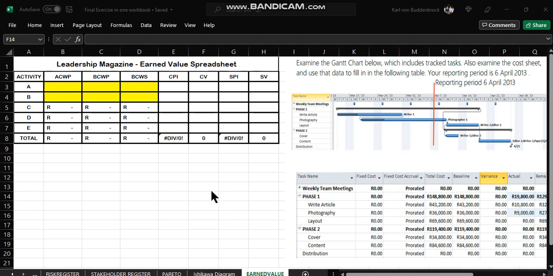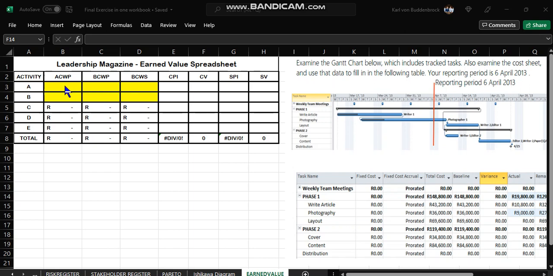The earned value of this particular project depends on whether or not the analyst can see the difference between the little black line and the entire blue line. The entire blue line is the task at hand. The little black line is how far it has been tracked. The red line here is the reporting date, almost like a status date. And we want to examine the earned value at this point. That would be 6 April 2013.